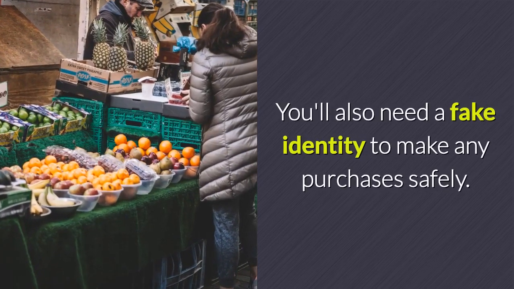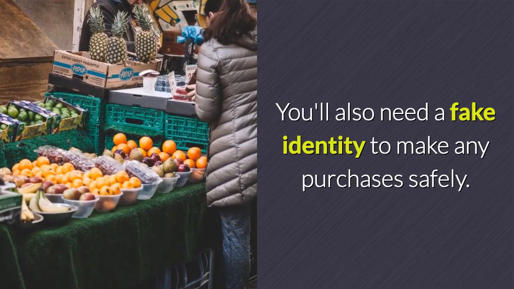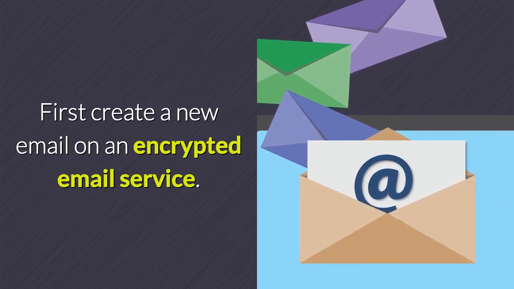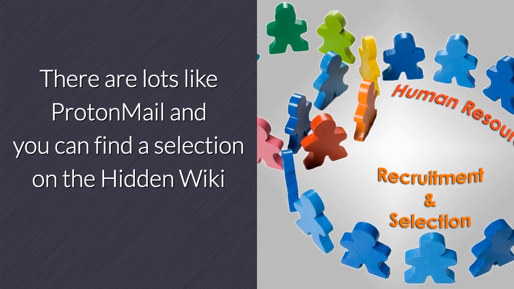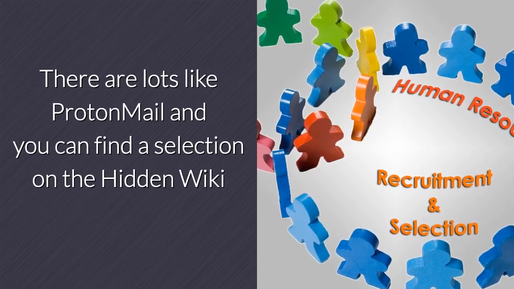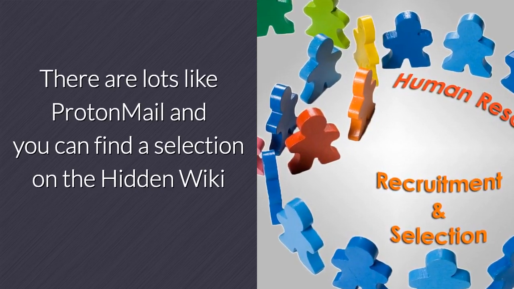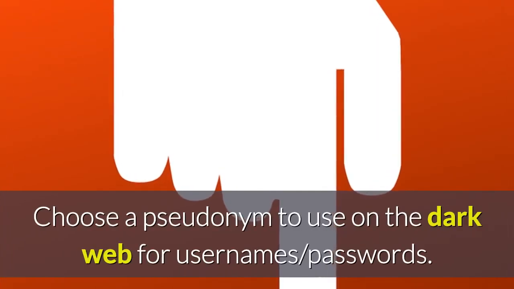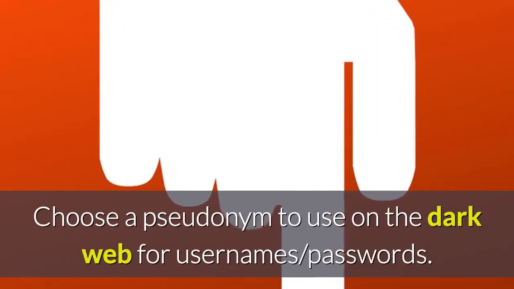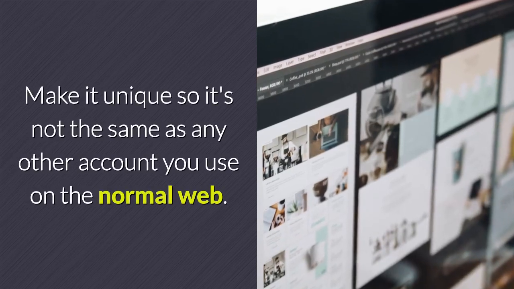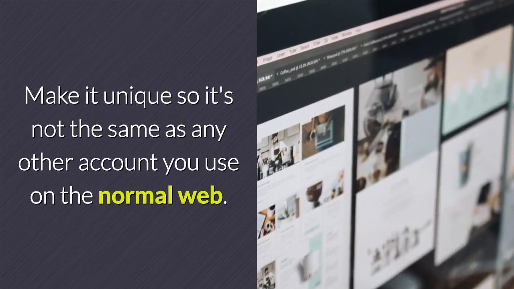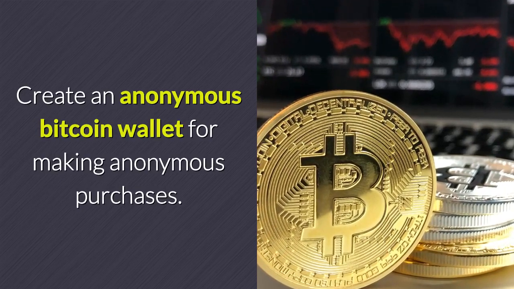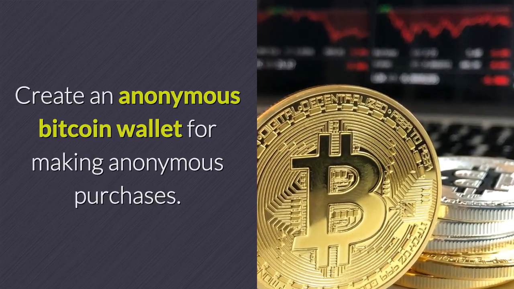You'll also need a fake identity to make any purchases safely. First, create a new email on an encrypted email service. There are lots like Proton Mail, and you can find a selection on the Hidden Wiki. Choose a pseudonym to use on the dark web for usernames and passwords. Make it unique so it's not the same as any other account you use on the normal web. You should create an anonymous Bitcoin wallet for making anonymous purchases.